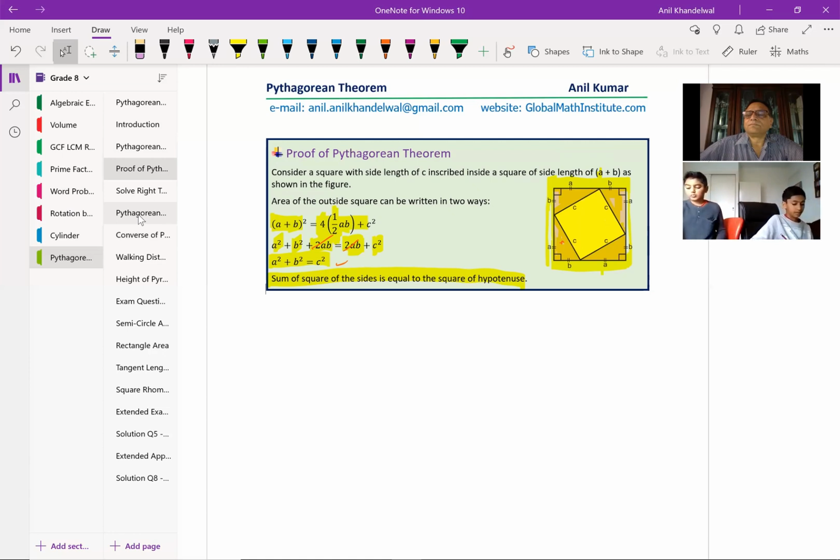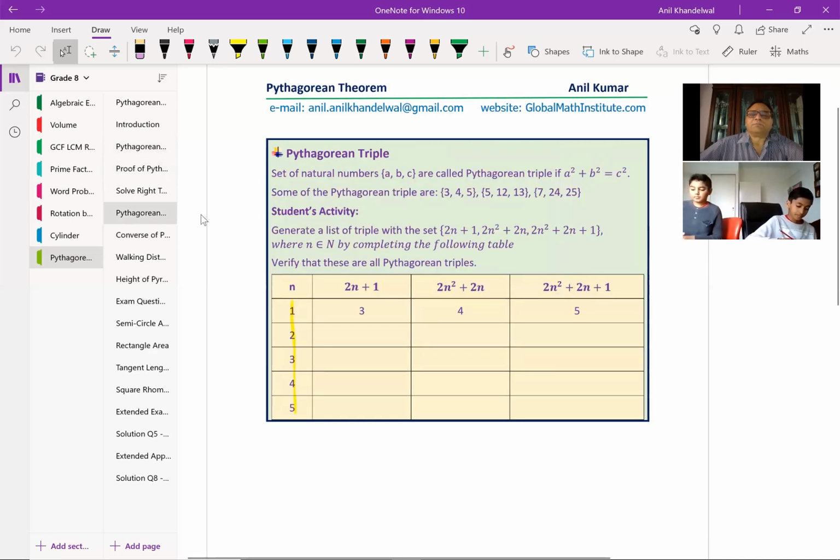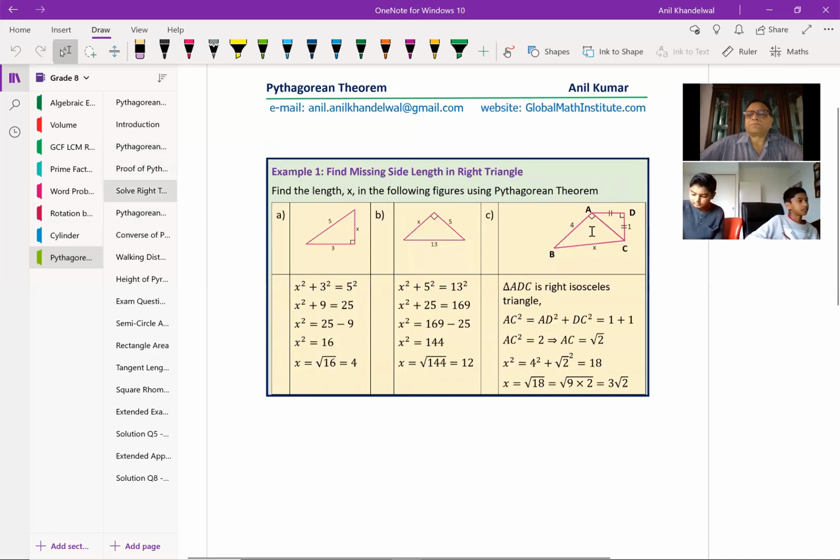Right. For the second one, x equals 12. Very good answer. Third one. Copy this question, please. We have a triangle ABC, which is a right angle triangle at A. The sides 4 and x are given to you for the big triangle. Then on the other side, we have ADC. Two sides are equal. AD and DC are equal to 1 each. So these two sides are 1, 1. You have to find the hypotenuse x in this particular case.